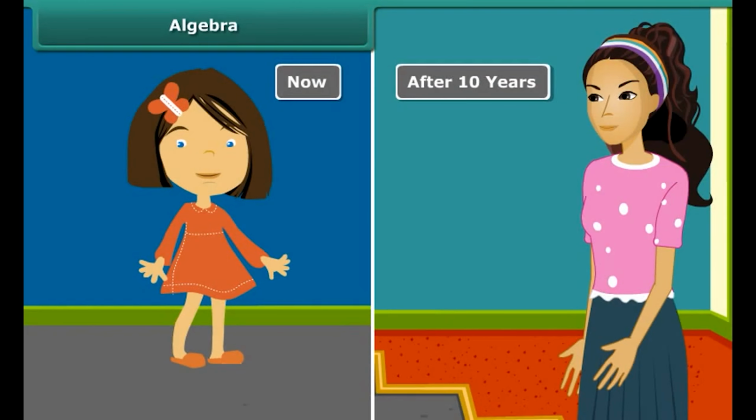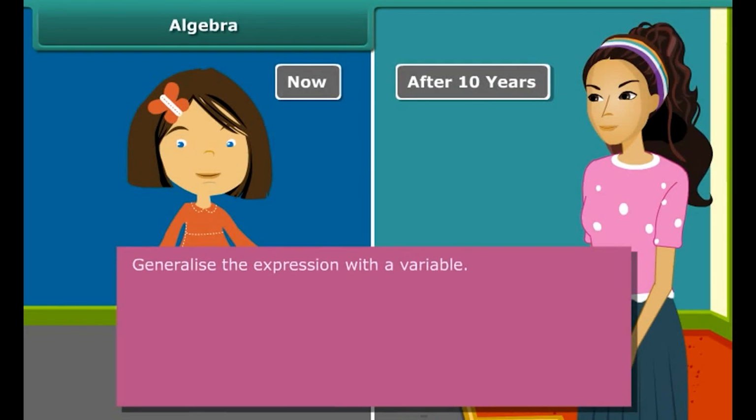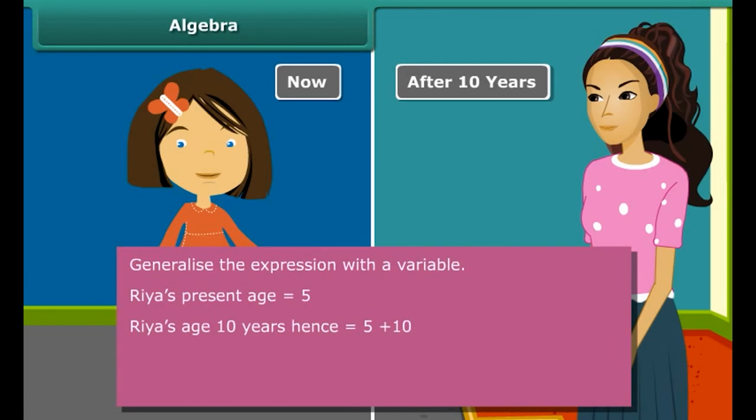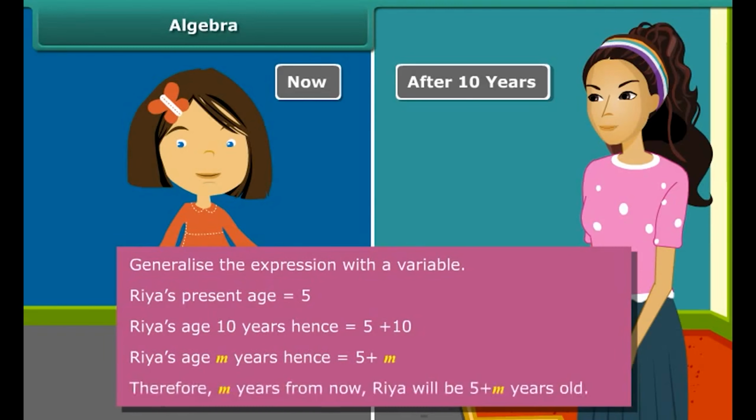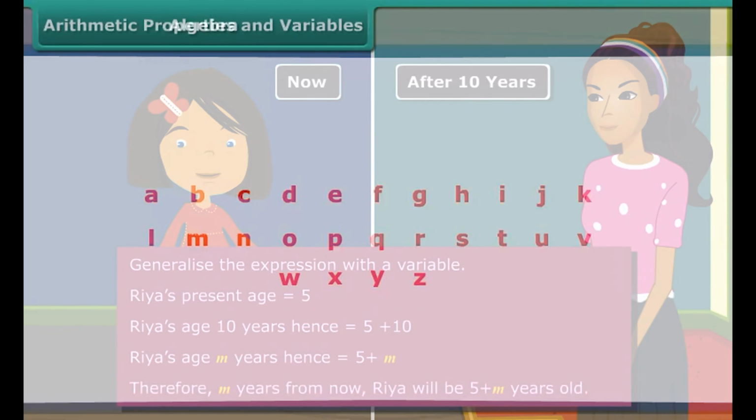Ria is 5 years old now. Express her age 10 years from now. Generalize the expression with a variable. Ria's present age is 5. Ria's age after 10 years is 5 plus 10. Ria's age m years from now is 5 plus m. Therefore, m years from now, Ria will be 5 plus m years old.